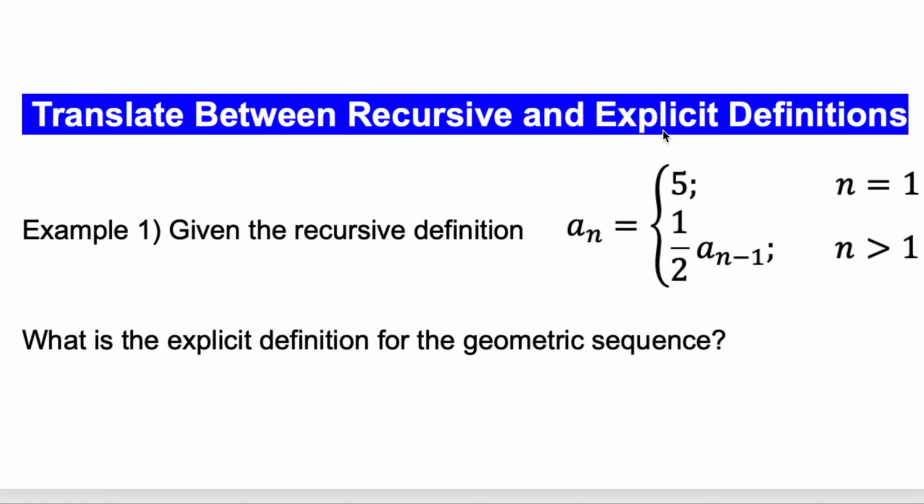Between recursive and explicit definitions. Example 1: given the recursive definition, a_n is equal to the previous term times the common ratio, where the first term is 5 and the common ratio is 1.5. So now let's take some information from here.